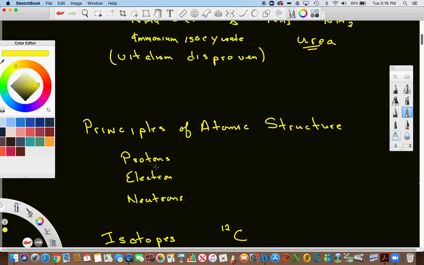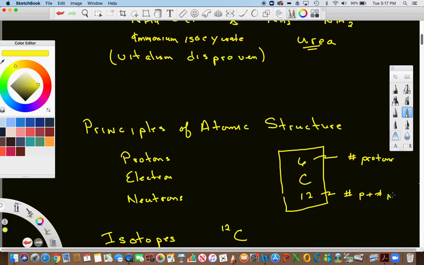So, some review time. Principles of atomic structure. Atoms can be broken up into protons, electrons, and neutrons. And if we remember our periodic table, it's something like this with carbon in the middle, and it probably had like a 6 at the top, 12 at the bottom, or vice versa. Each periodic table is a little bit different. The atomic number is the number of protons. The mass number is the number of protons plus the number of neutrons.